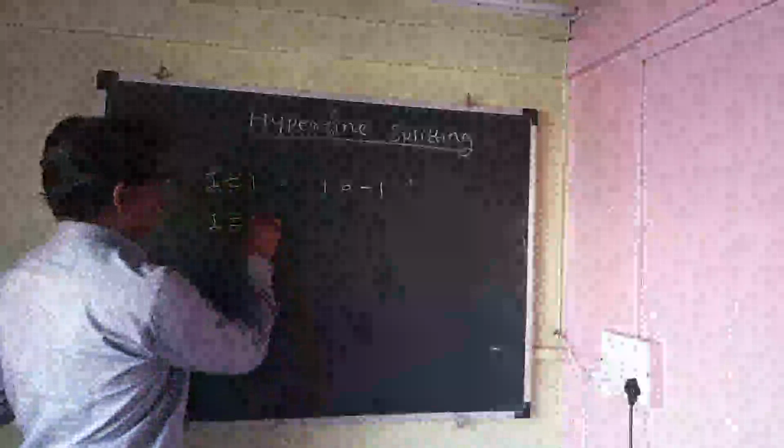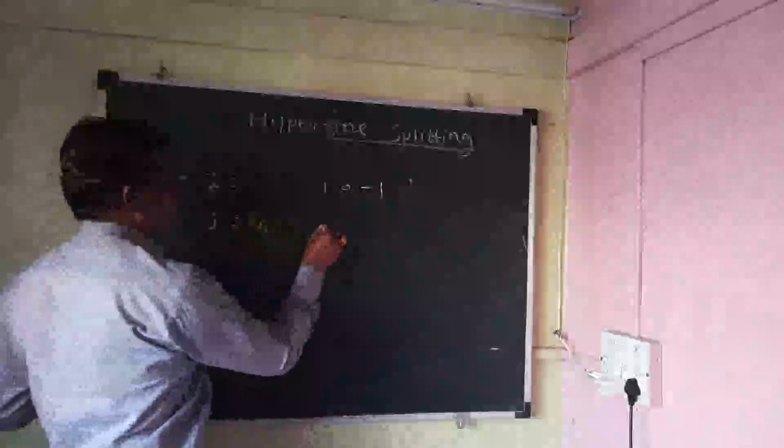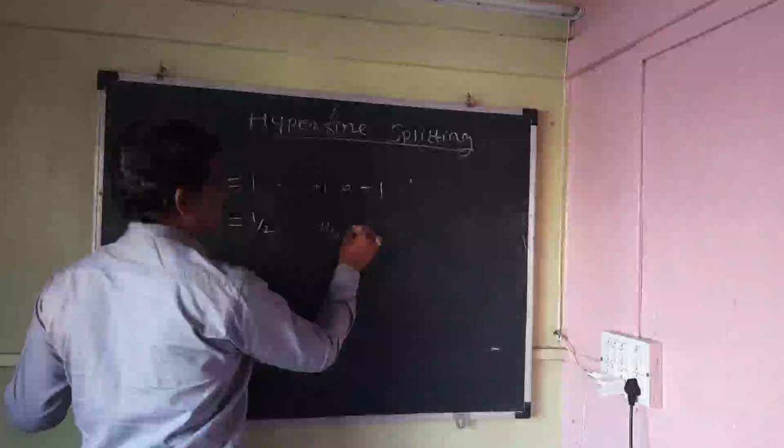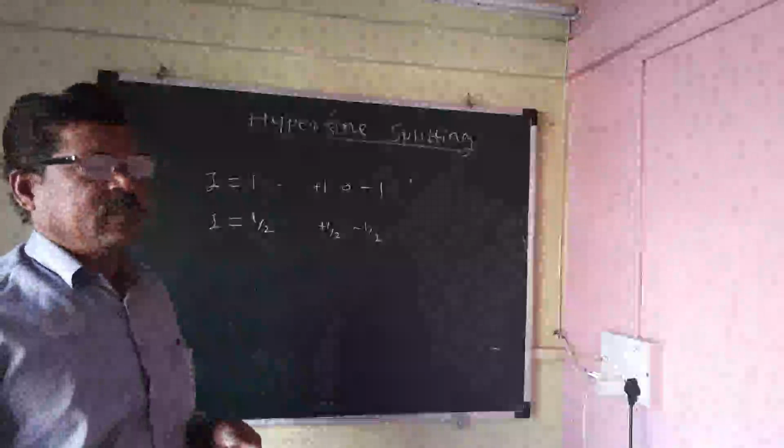I is equal to 1. The spin orientations are 1, 0, -1. I is equal to 1/2: the orientations are plus 1/2 and minus 1/2. Like 3.